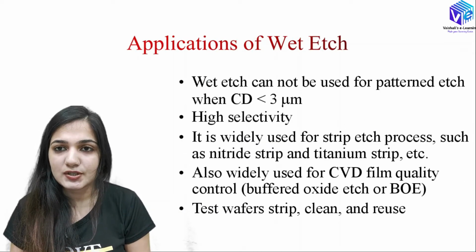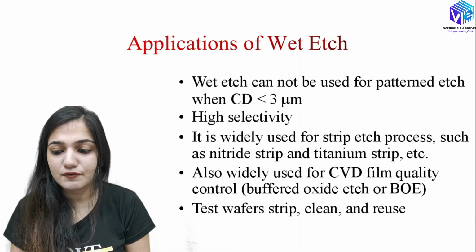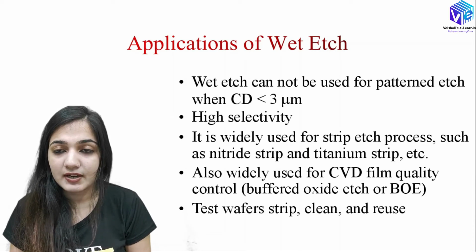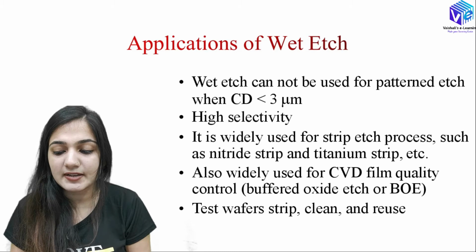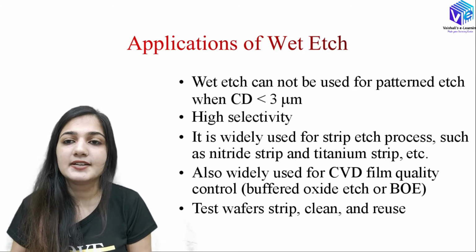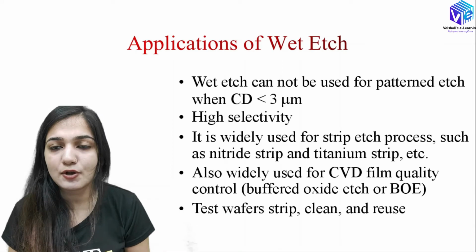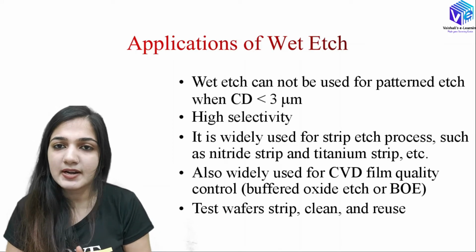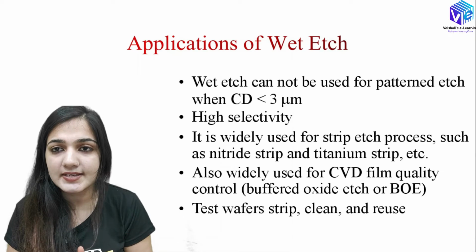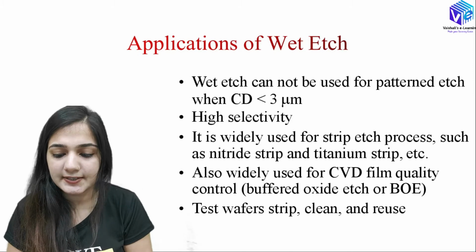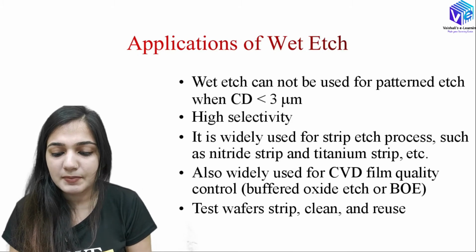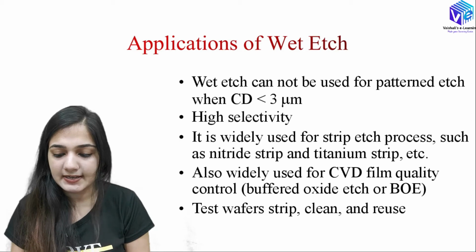Now coming to the applications of wet etching. Wet etching cannot be used for the pattern etch when we have the feature size which is lesser than the 3 micrometer, and this process is highly selective. It is widely used for the stripping etch process such as nitride stripping and titanium stripping. I will be discussing about the nitride stripping also. So as I use the silicon dioxide, okay, as a dielectric, similarly I use sometimes the silicon nitride as a dielectric. So I want to etch out the silicon nitride also, and I will be discussing the detailed process. It is widely used for stripping out the nitride also, okay, and the titanium stripping also.